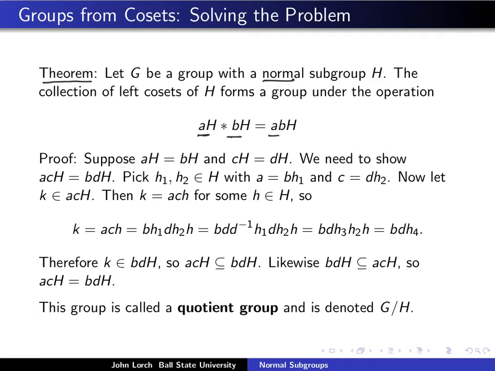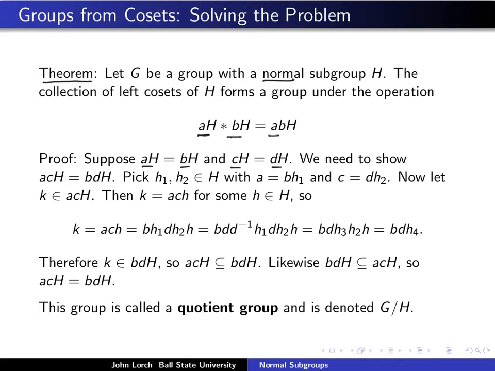So let's suppose we've got cosets aH and bH that are really equal cosets, and the same with cH and dH. The issue is, in order for this to be well defined, we need a times c times H to be equal to bdH. If that holds, then this operation will be well defined. Okay, so that's what we're to prove.